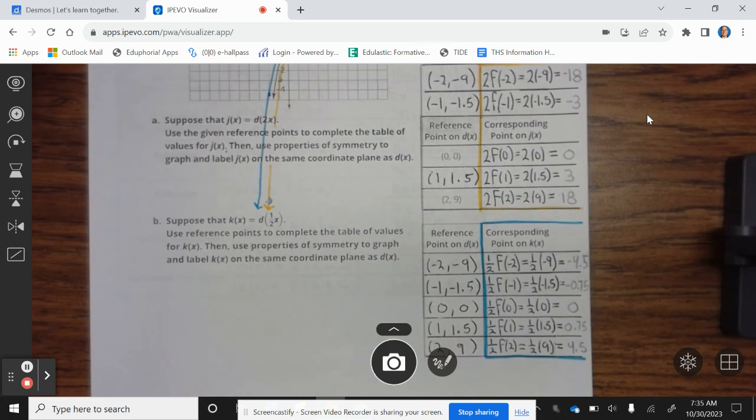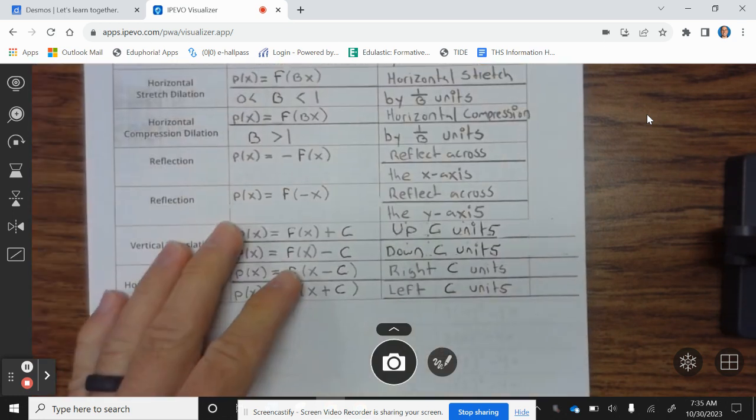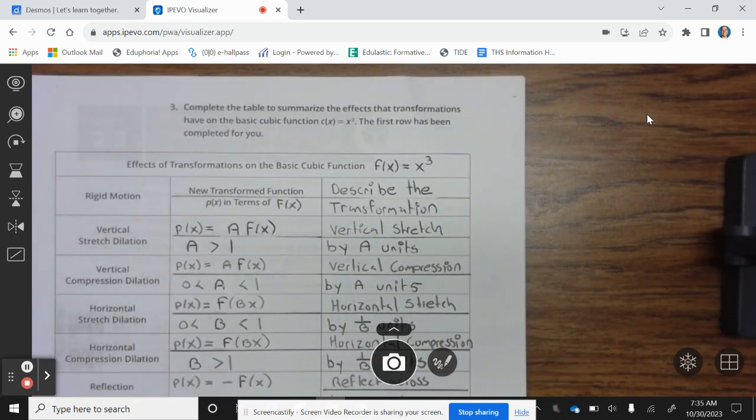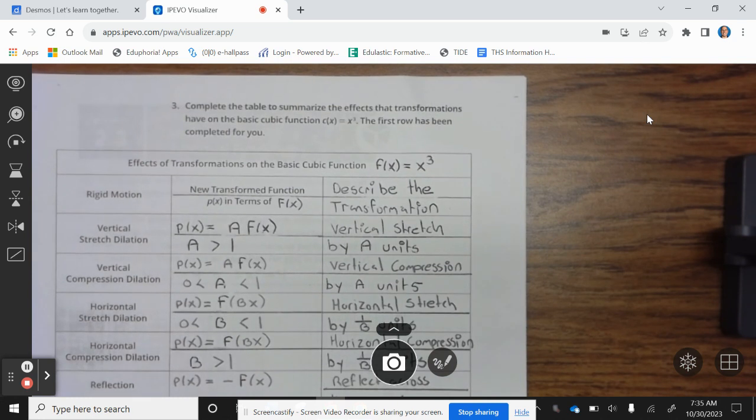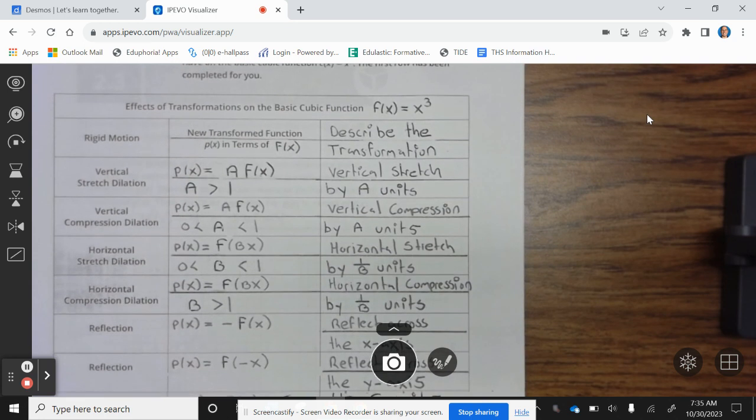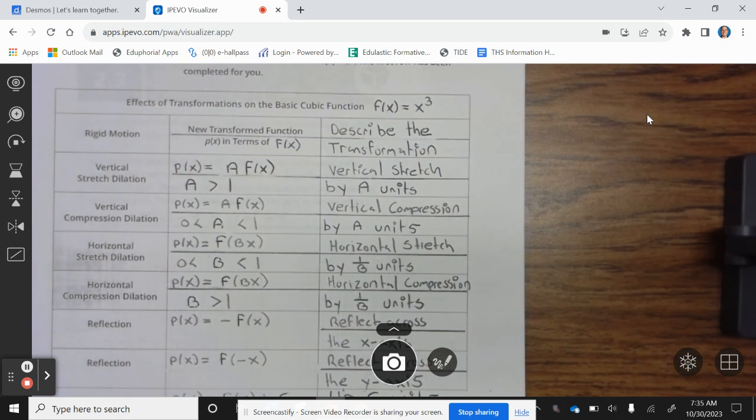All right, let's take a look at the next page. Complete the table to summarize the effects the transformations have on the basic cubic function f of x equals x cubed. The first row has been completed for you. The effects of the transformation on the basic cubic function f of x equals x cubed. Rigid motion. The new transformation p of x in terms of f of x. Describe the transformation.